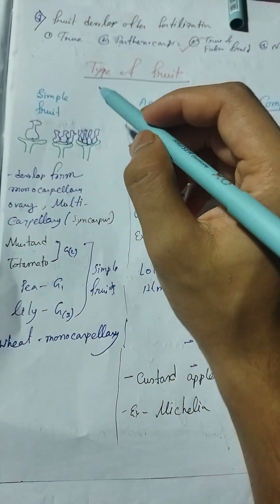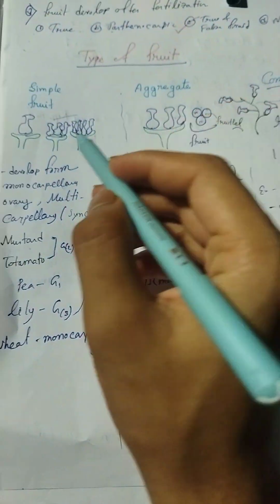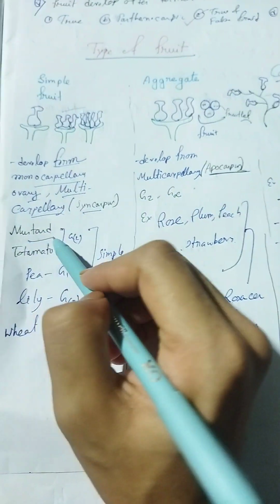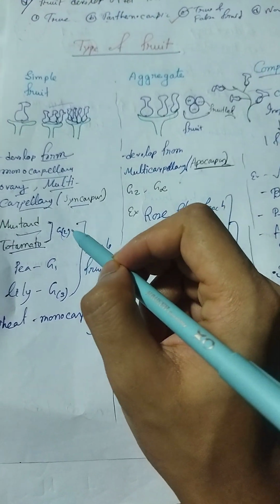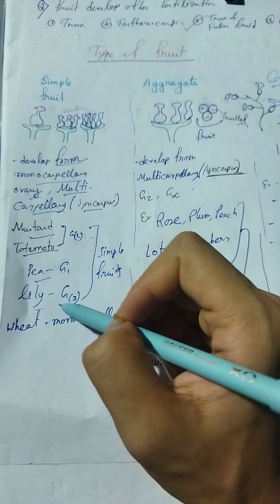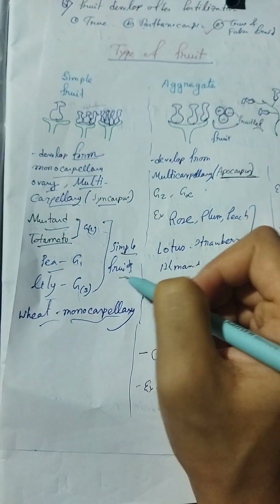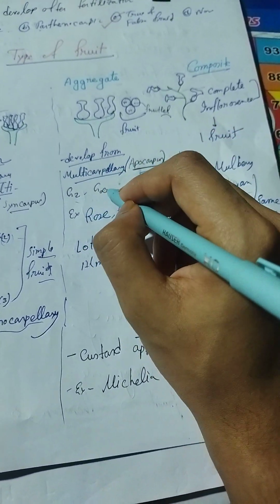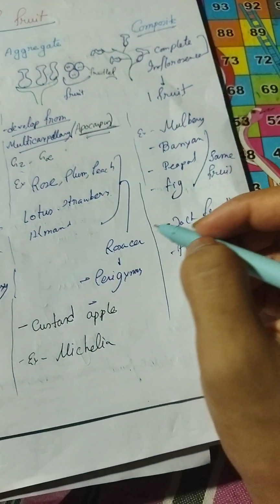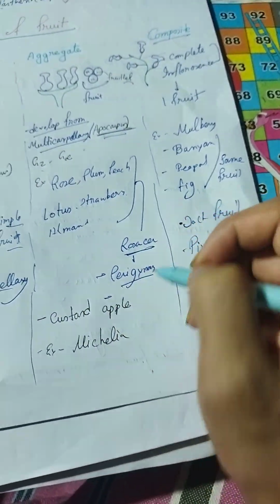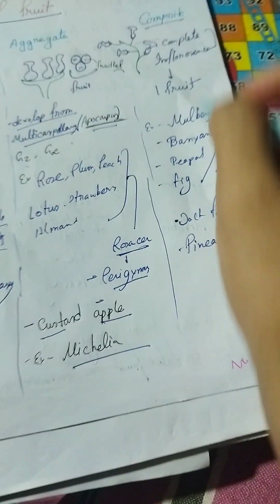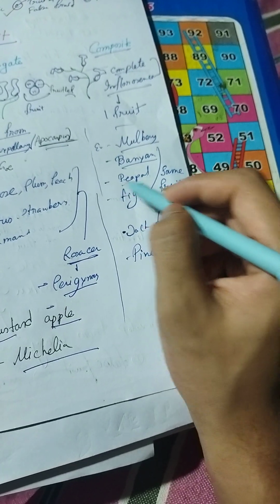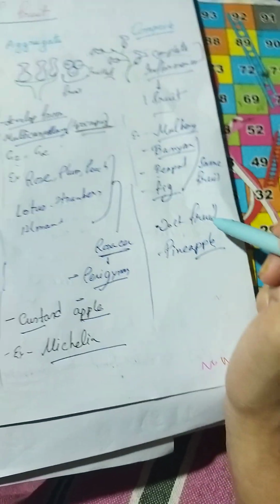Now talk about types of fruit: simple fruit, aggregate, and composite. Simple fruit develops from monocarpellary and multicarpellary syncarpous ovary. Examples: mustard, tomato G2 in bracket, pea G1, lily G3 in bracket, wheat monocarpellary, simple fruit. And aggregate is developed from multicarpellary apocarpous, G2 to G infinity: rose, plum, peach, etc. Rosaceae and perigynous, custard apple, Michelia. And the composite is a complete inflorescence fruit: mulberry, banyan, fig, jackfruit, pineapple.